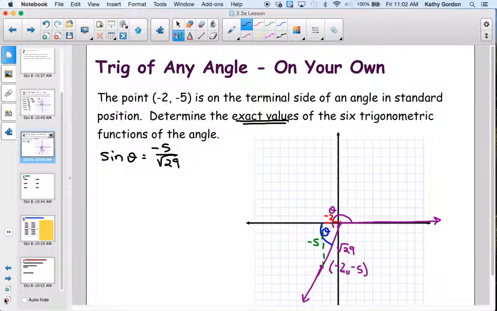Okay. Can I leave it that way? No. Nope. So fix it for me. Would be -5 square root of 29. There you go. That's what we want. That should be my sine answer.